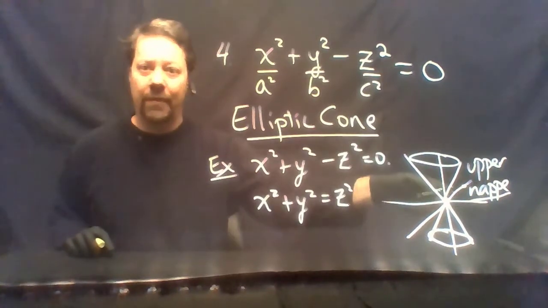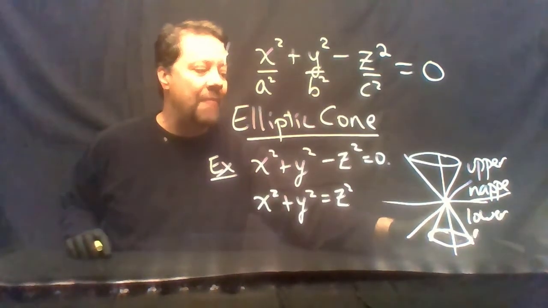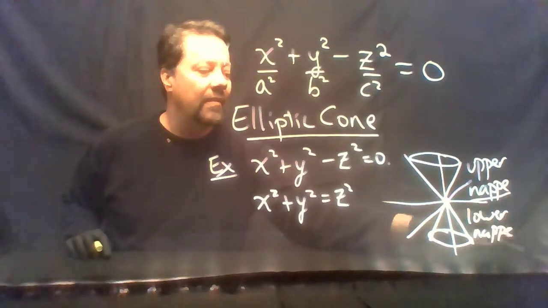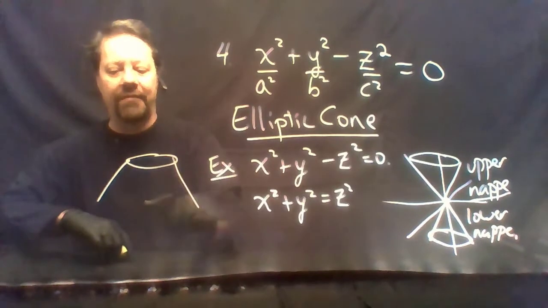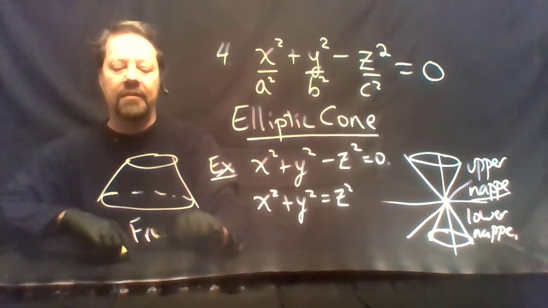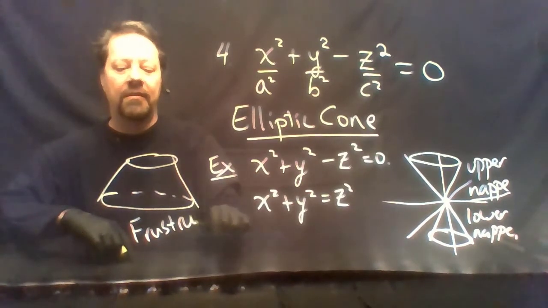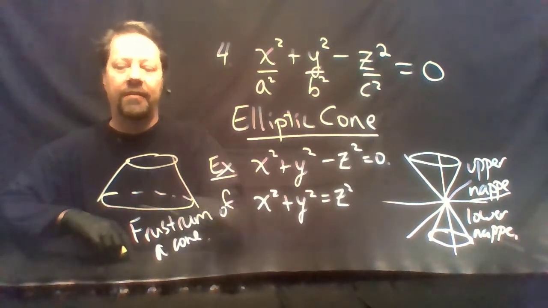Is that a new word for you? We also have a lower nappe. If you chop the cone off, you get what is called a frustum of a cone. We've done 4 quadric surfaces. There are 2 more that we need to classify.